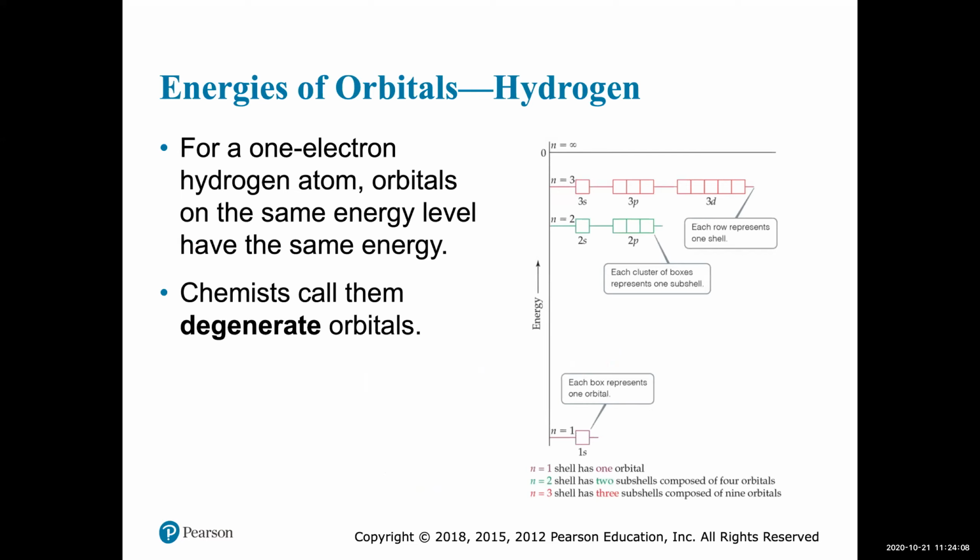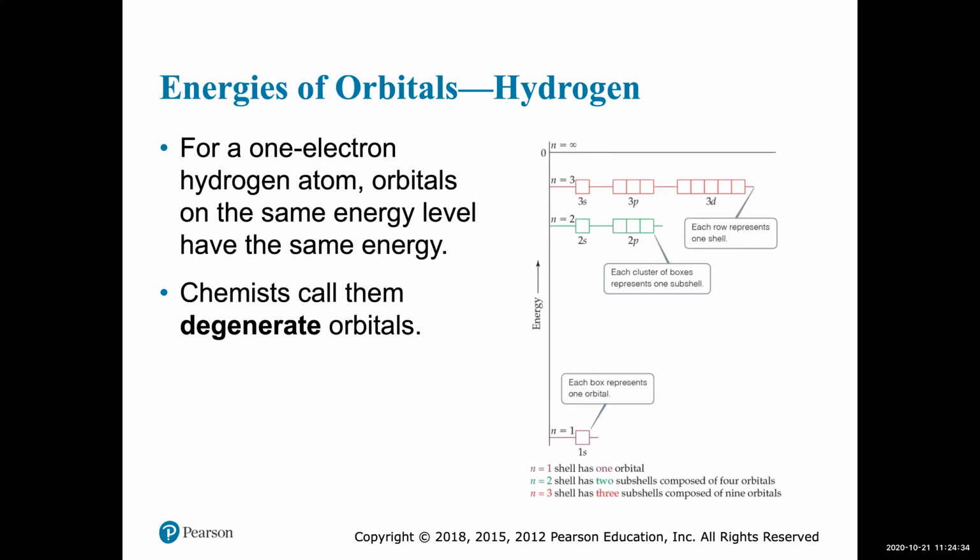Okay, so let's talk a little bit about the energies of orbitals, looking just for now at hydrogen. So hydrogen, as we know, has 1 electron. It's a 1 electron atom. And so the orbitals on the same energy level have the same energy. And we call these degenerate orbitals.